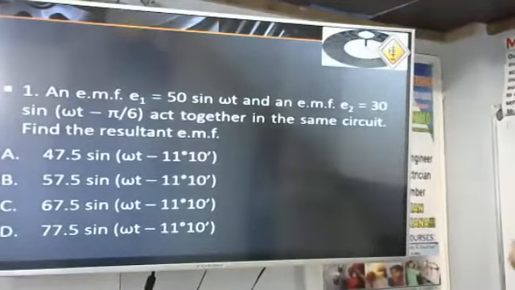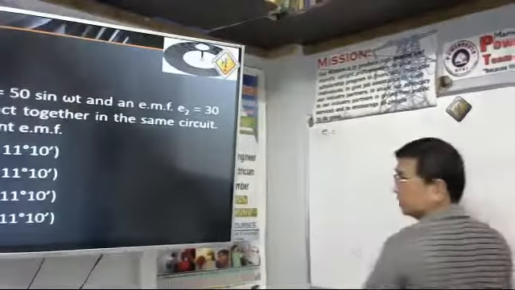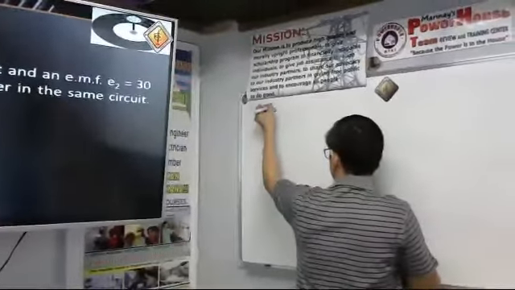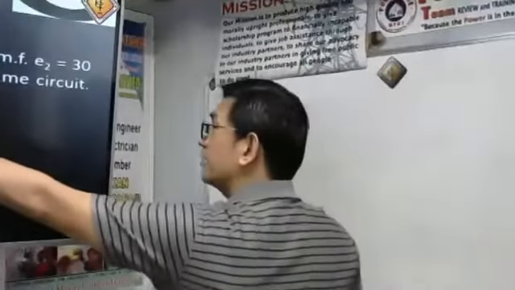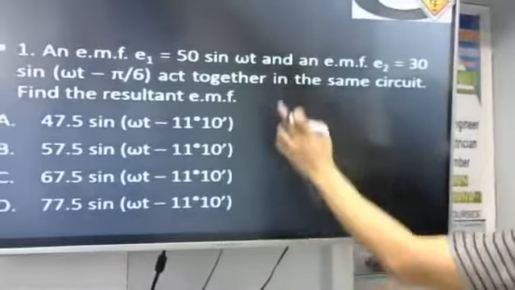But how to do it? Let's have first our E sub 1. E sub 1 is equal to 50 sine omega t, so you have here plus 0.